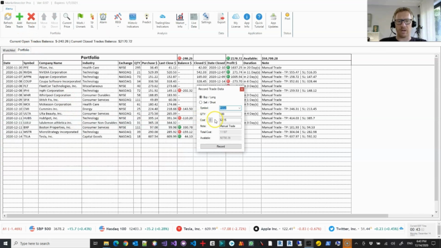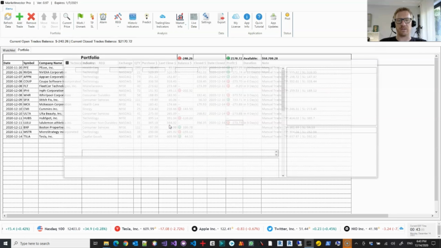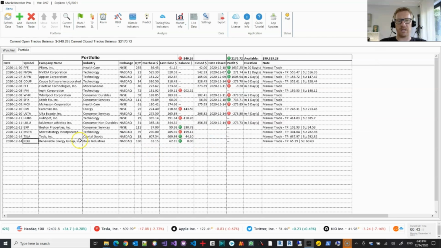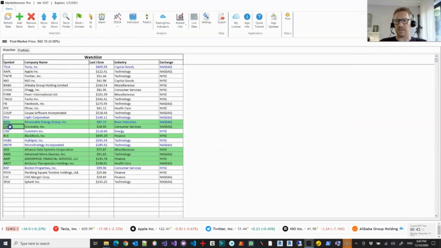So I'm going to click on trade. I'm going to get the current aftermarket price. It's still the same, and we're going to buy this one. Right, so that's what I'm doing. Add the new trade. Yes, and you'll see it gives me a target price and a stop loss already. Okay, and the same for Discovery.